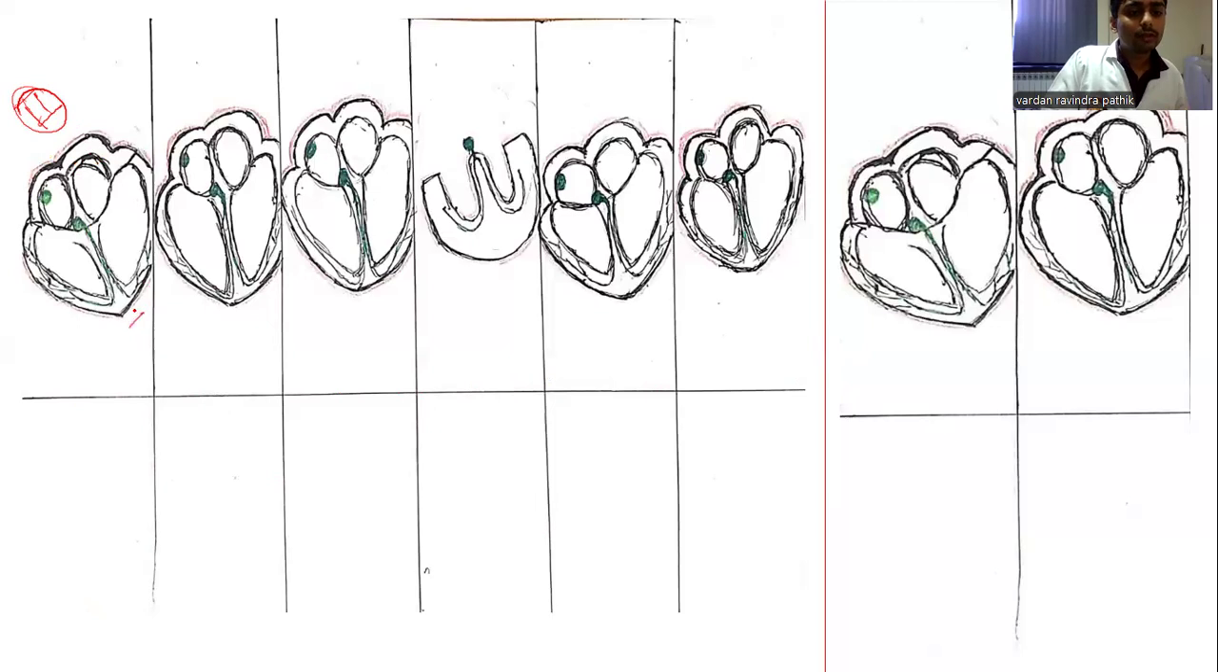Here will be my positive electrode, and here will be my negative. Positive to the apex, and obviously negative towards the base. Now, the impulse will start here, as we all know that the SA node generates the impulse, and this is going towards the AV node. From SA node to AV node.